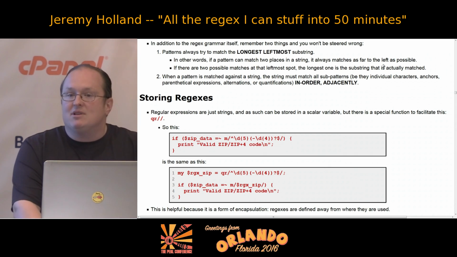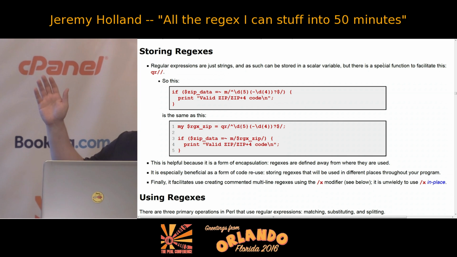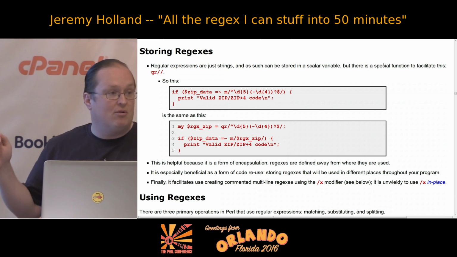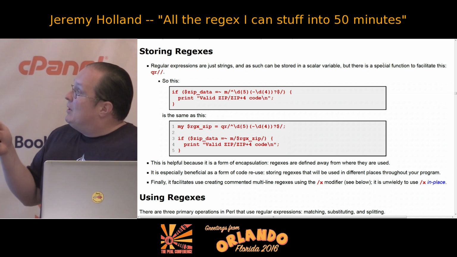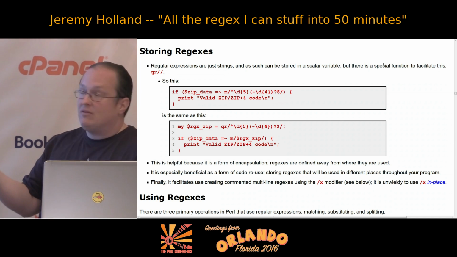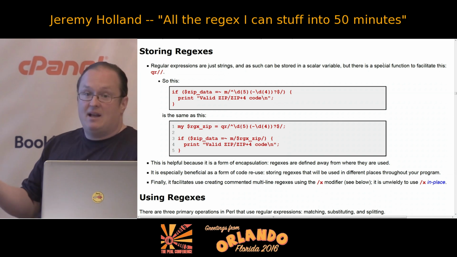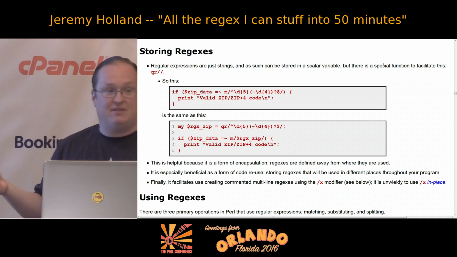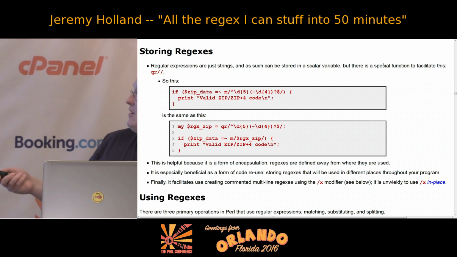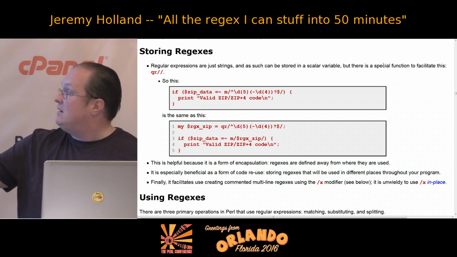So now we can move on to some of the things you can do with regexes. And the first thing you can do is store them. All of the examples that we've seen so far, you're just in line in your code, matching a variable or a string against a pattern. But you can store them in a regular scalar variable using QR. And this will define the regex and, as a helpful side effect, parse it to make sure that it's syntactically valid to the regex engine, and store it in this variable. You can now use that later on in your code just like that.